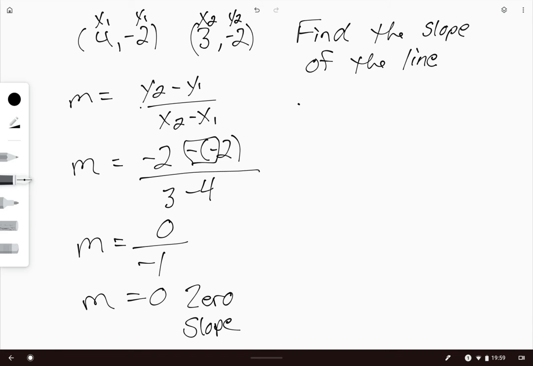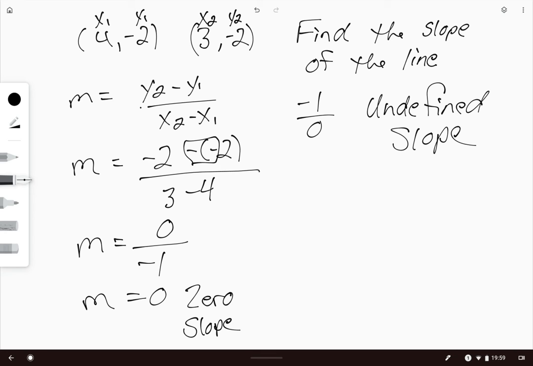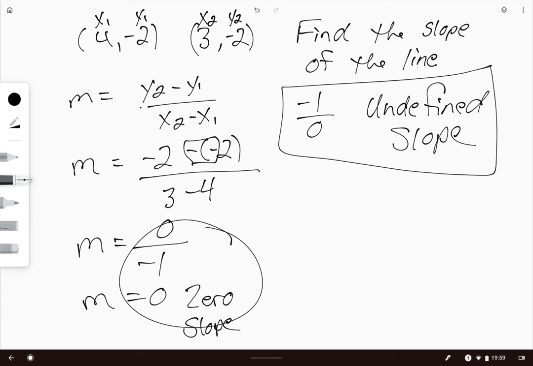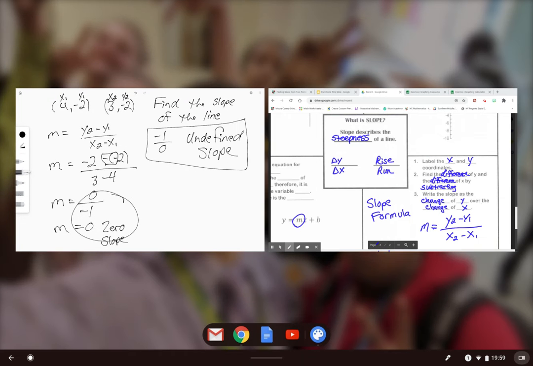Now, let's suppose I had negative 1 over 0. Can I do this kind of division? No, I cannot. So this is going to be an undefined slope. Okay, so 0 in my numerator over here is a zero slope line. 0 in my denominator is an undefined slope. All right, make note of that because you might see something like that in your assignment that you're going to do after this.